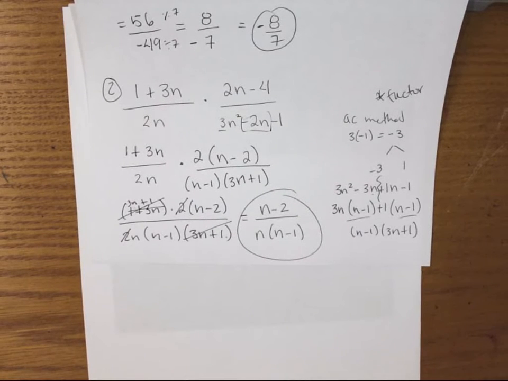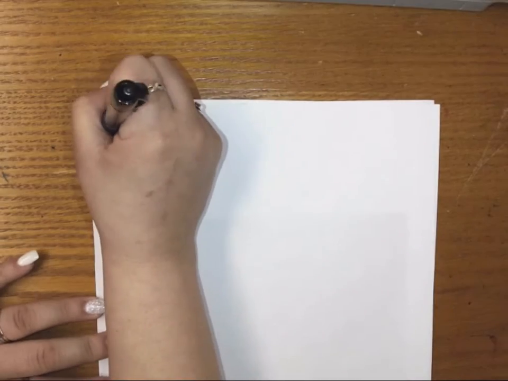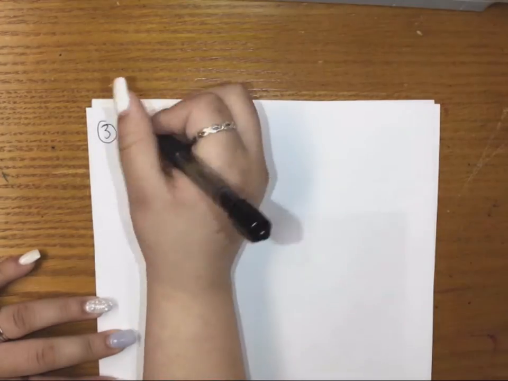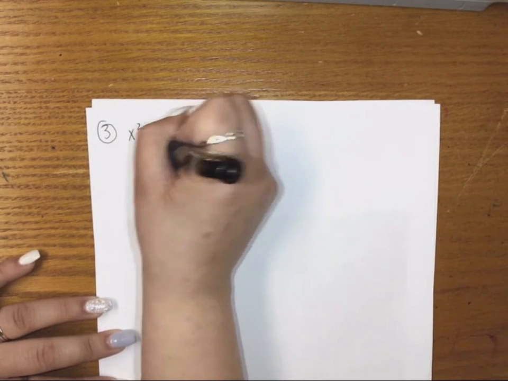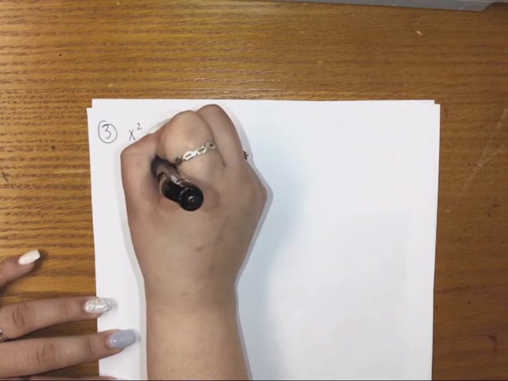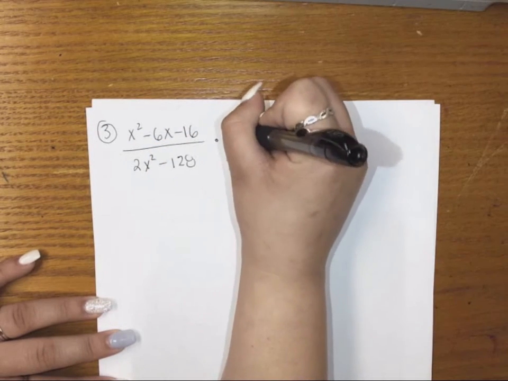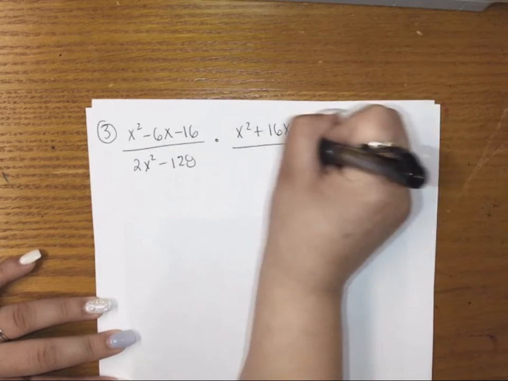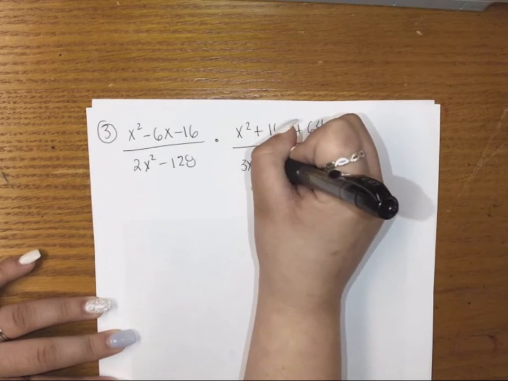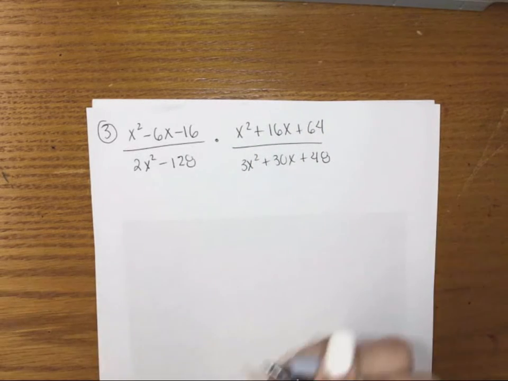I have one more example of multiplication. So this was a challenging one. If you want to go ahead and try it on your own, go ahead and try it on your own. So we have x squared minus 6x minus 16 over 2x squared minus 128 times x squared plus 16x plus 64 all over 3x squared plus 30x plus 48.